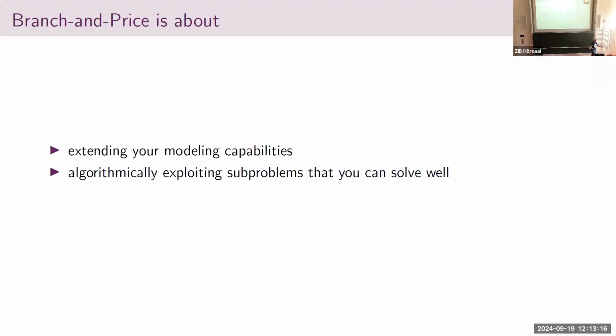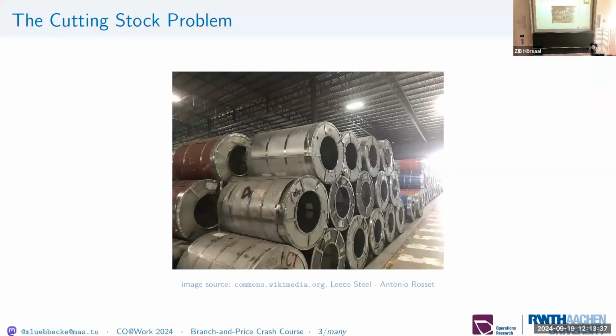So column generation, branch and price, in my view, is about two things, or maybe about others. It's extending your modeling capabilities, MIP modeling capabilities. I will only talk about mixed integer linear programming today, and about algorithmically exploiting, let's say, subproblems you see in your model. So these are the two aspects.